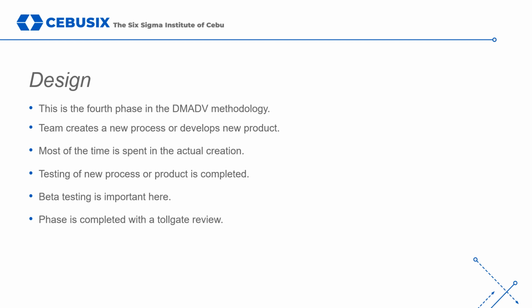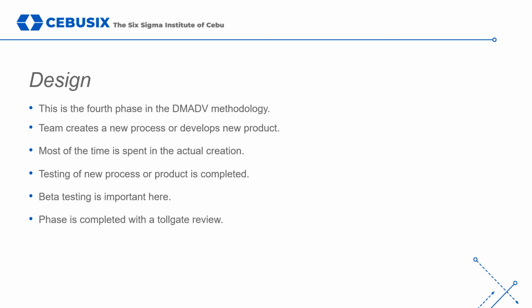The design phase of DMADV is when teams create a new process or develop a new product. A Six Sigma team would have previously done all the work to lay the foundation for the development during the define, measure, and analyze phases, which means most of the design phase is taken up with the actual work involved in creating the process or project. Using the plans, instructions, or maps created in earlier phases, the team either creates a product themselves or works with vendors, manufacturers, or other employees to create the product.